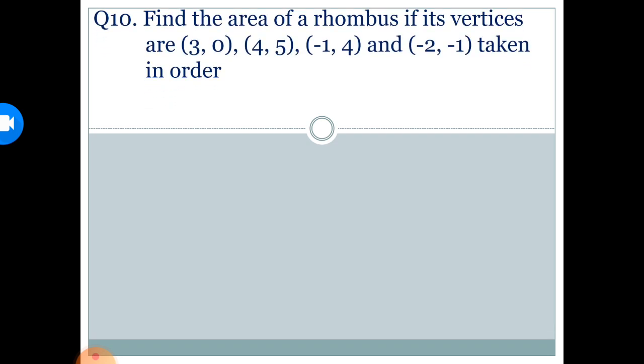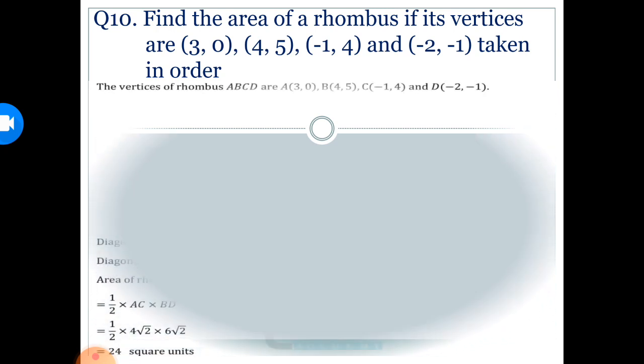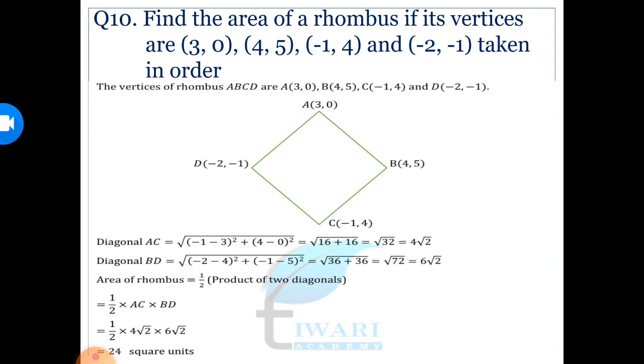Now question number 10 of the exercise. Find the area of a rhombus if its vertices are 3, 0, 4, 5, -1, 4 and -2, -1 taken in order. We have learned the area of a rhombus is half the product of the diagonals. So here we can find the diagonals AC and BD by applying the distance formula, because we have to calculate the length of AC and the length of BD. So we apply the distance formula for finding the length of AC and BD.